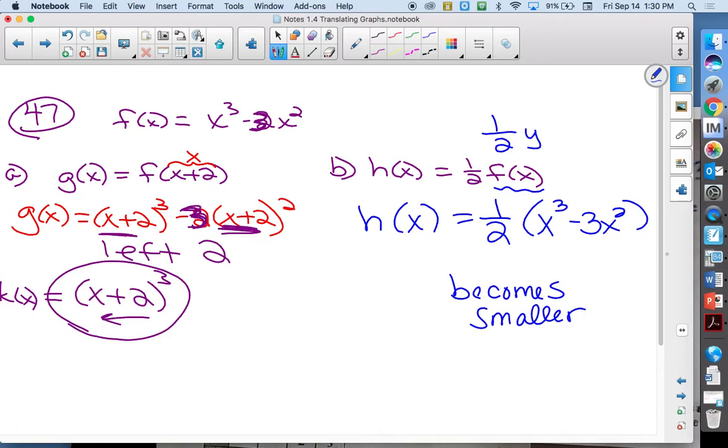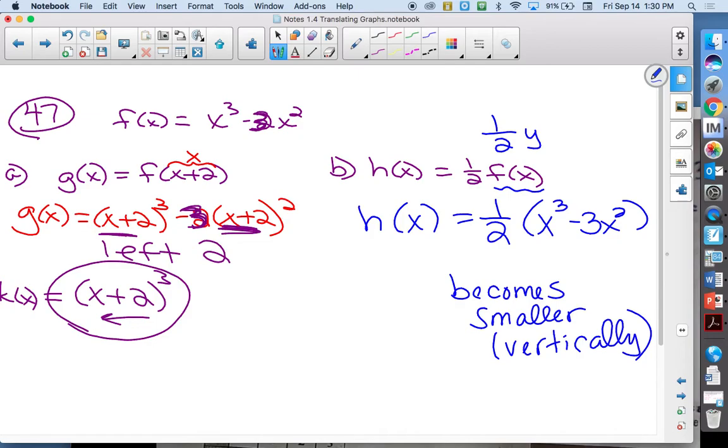So vertically, it becomes smaller. So we'll say vertically here, because the y values are getting smaller. So vertically, since we're affecting y, it becomes smaller, but Virginia said wouldn't it get wider? And yes, the graph actually would spread out more because it's not nearly as steep.